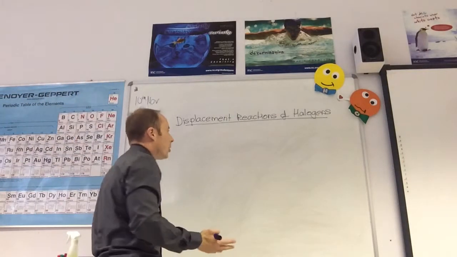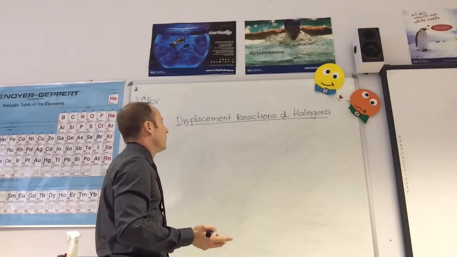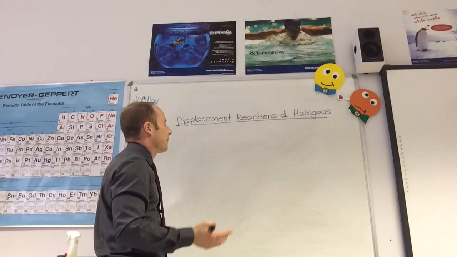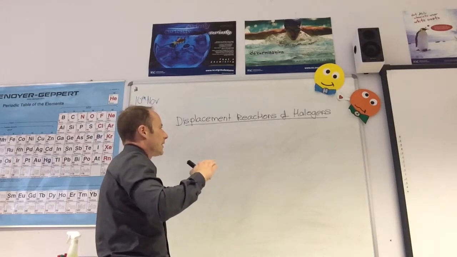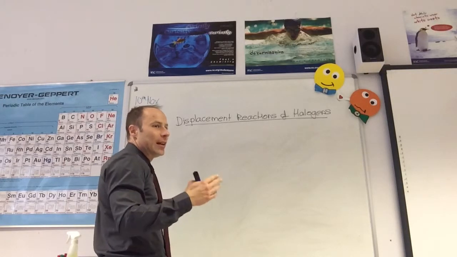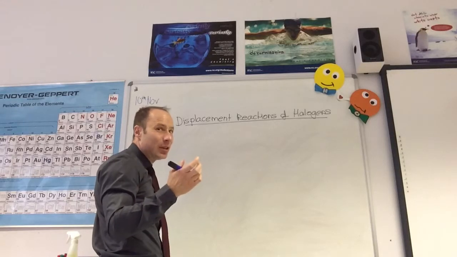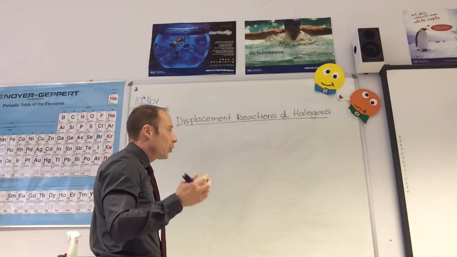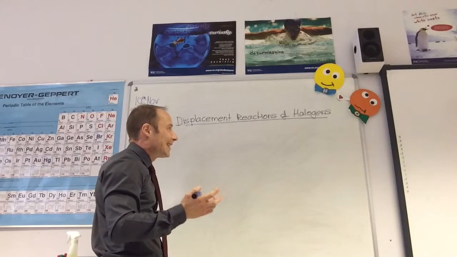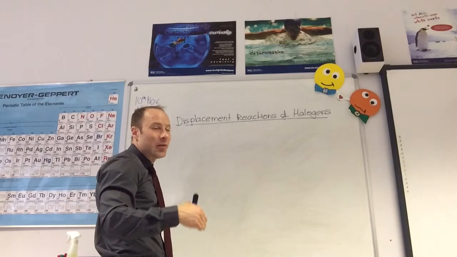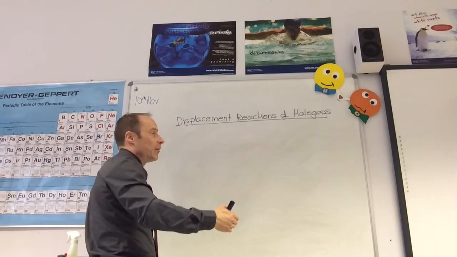So this is a very common exam question and a very common reaction that you need to be able to explain. We're going to look at displacement reactions of the halogens. In these, you take the element, so either chlorine, bromine or iodine as the element, and you react it with a salt of the other one.